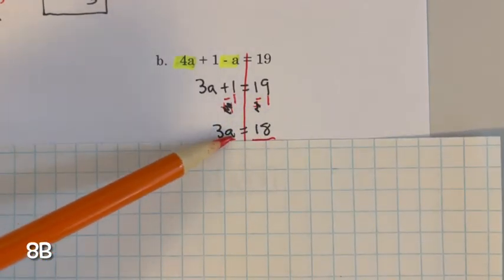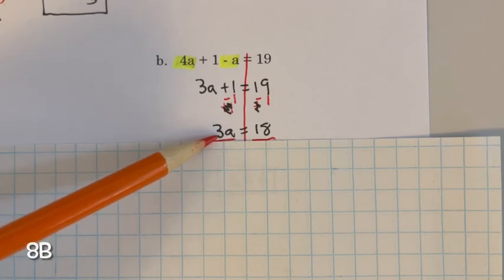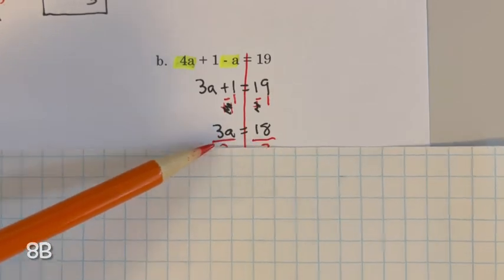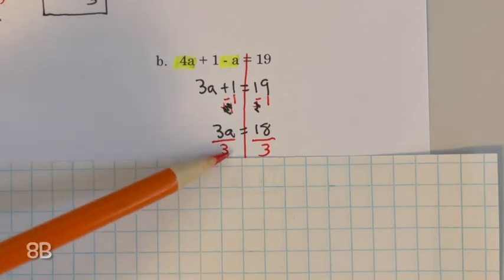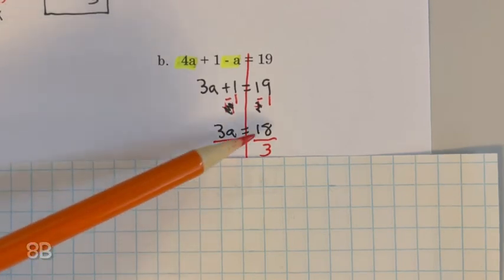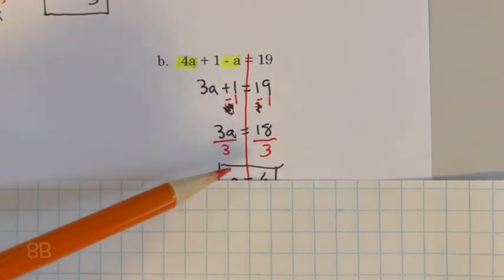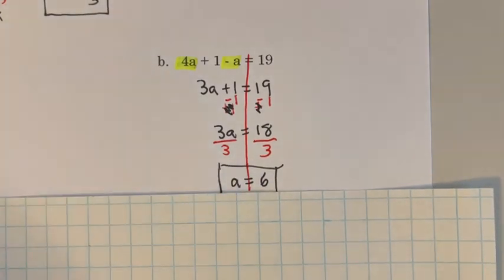And now we have 3a. Inverse property of multiplication is division. We're going to divide by 3. That gives us the giant 1. What you do to one side, you do to the other. 18 divided by 3 is 6. A equals 6.